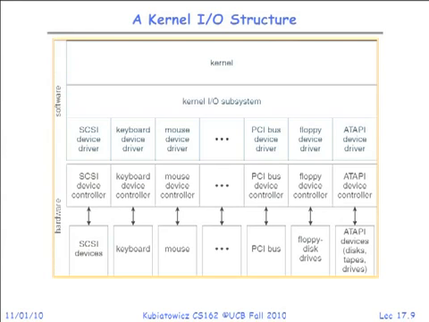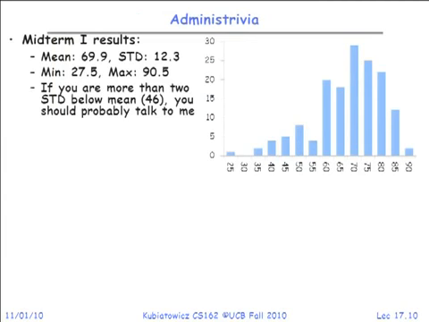Now, we're going to go on to Administrivia. So, the results. The midterm had an average of 69.9 and a standard deviation of 12. That's about where I like to have my averages, right around 70, so that was successful. We had a fairly wide variance. We had a minimum of 27.5 and a max of 90.5. You can see it's a little skewed in this direction a bit, but by and large it's pretty good.